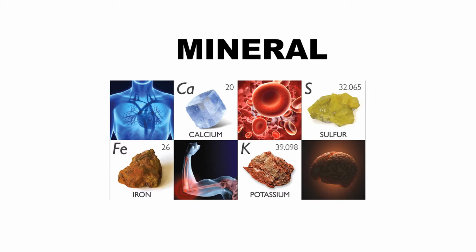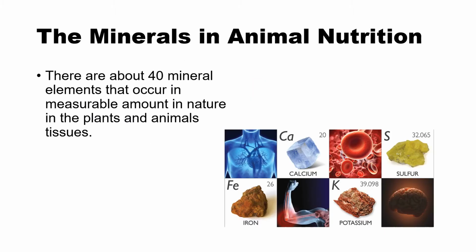Those are the important nutrients that an animal needs for its production, so that it can be productive. So, there are about 104 elements, minerals that occur in nature.